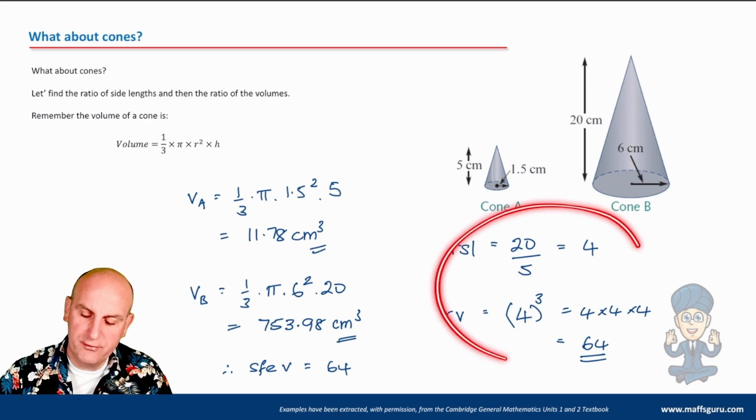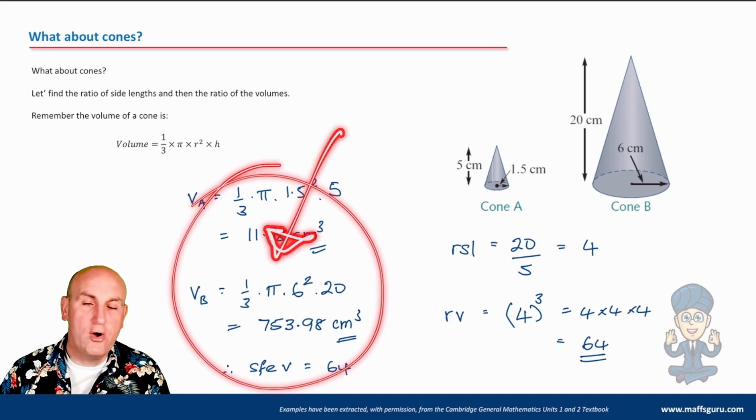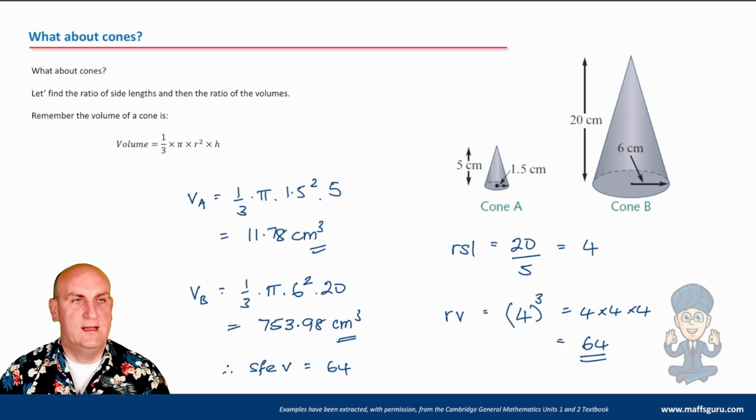Now, I don't know about you. Given a choice, I'd probably want to do that calculation there than that one there, because this could possibly lead me to errors, particularly when my calculator hates me and won't let me do pi when it needs to.